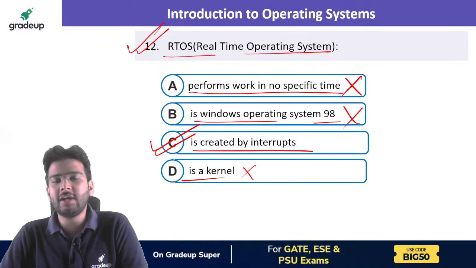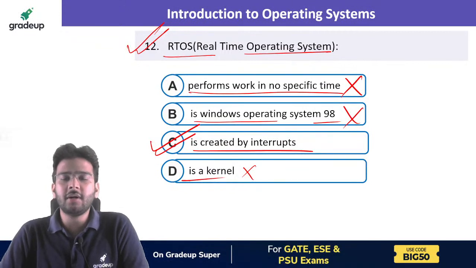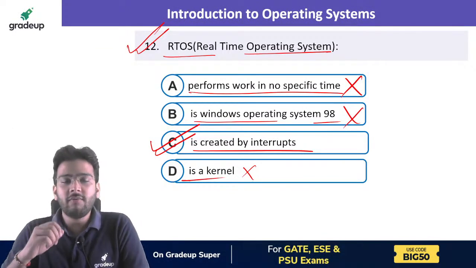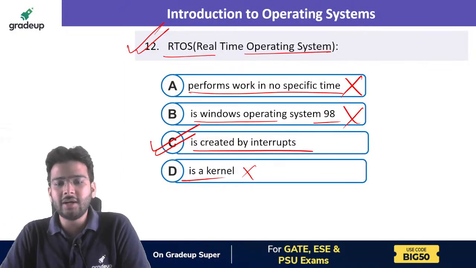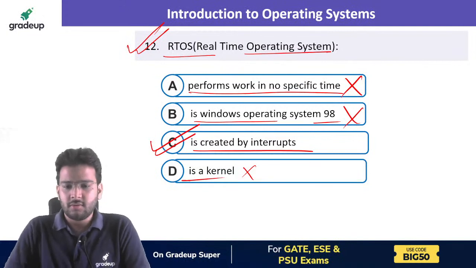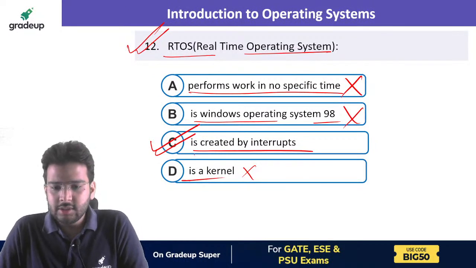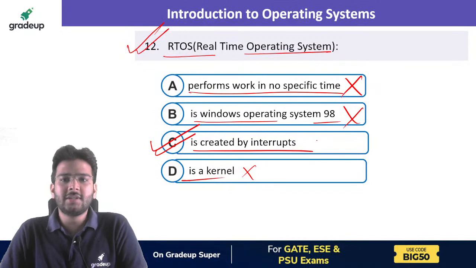That is why we need interrupts to implement a real-time operating system, because when we want something urgent to be addressed, then we raise the interrupt. So here the real-time operating system is created by the interrupts. Is it clear? So option C is the correct answer here.